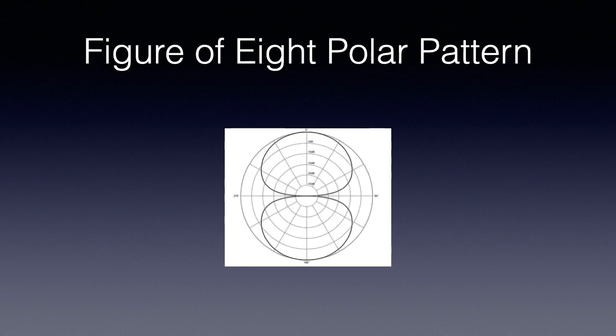There is another polar pattern called figure of 8, or bidirectional. It picks up sound from the front and the back of the microphone, but the sound from the side is blocked out because it has an 8-shaped polar pattern.